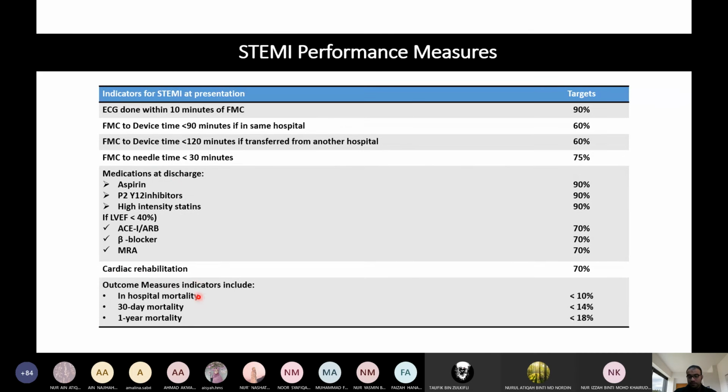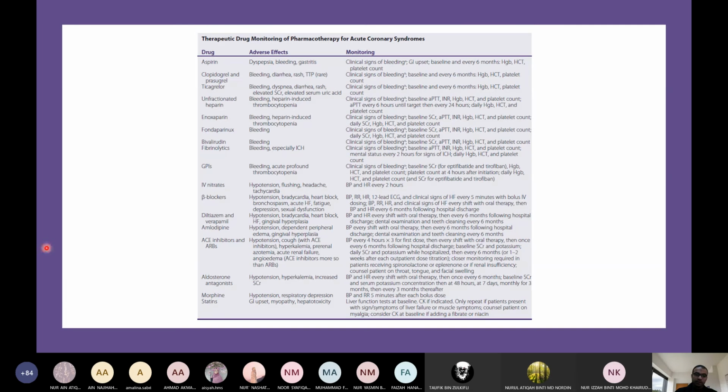The outcome measures, even if we apply all these, it has to impact on the mortality: in-hospital mortality less than 10%, the 30-day mortality less than 14%, and the 1-year mortality less than 18%. And this one again is indicative of the successful treatment in a given case.